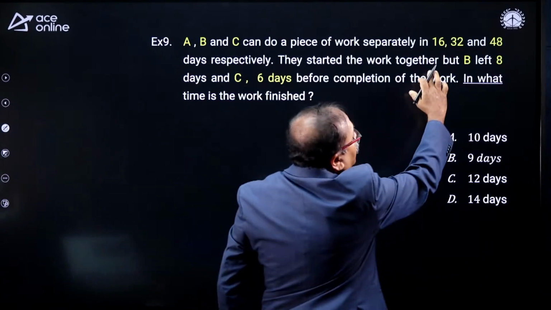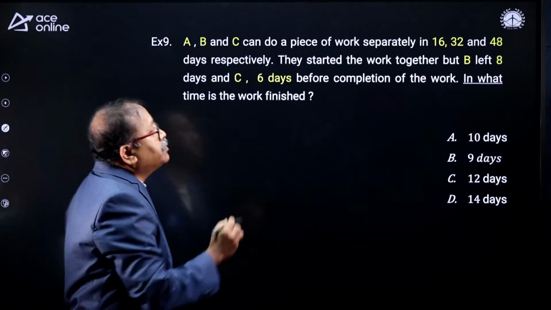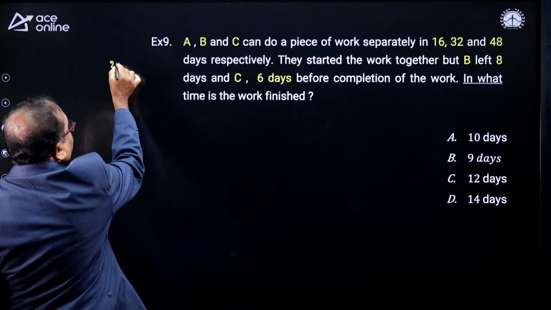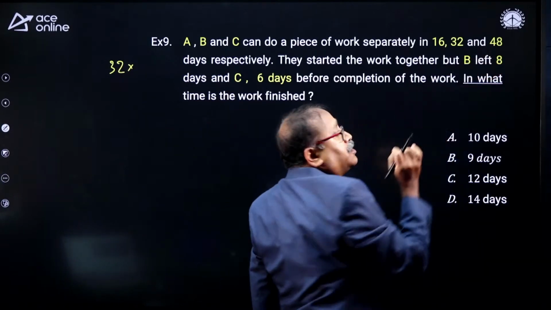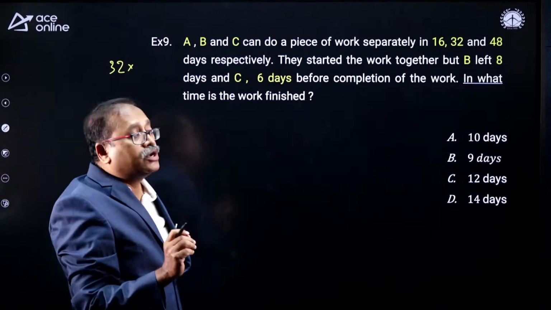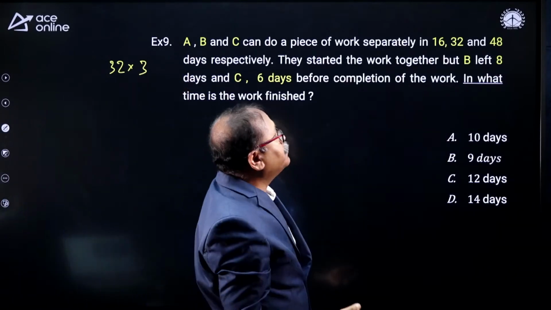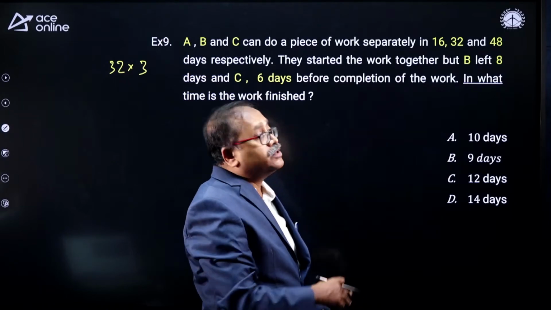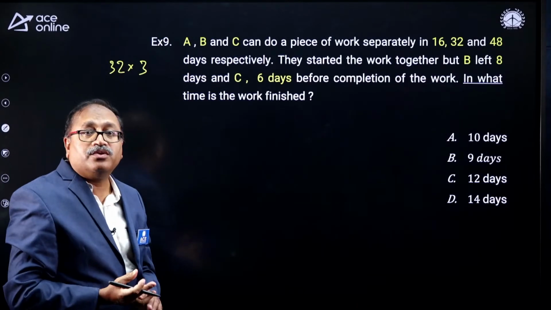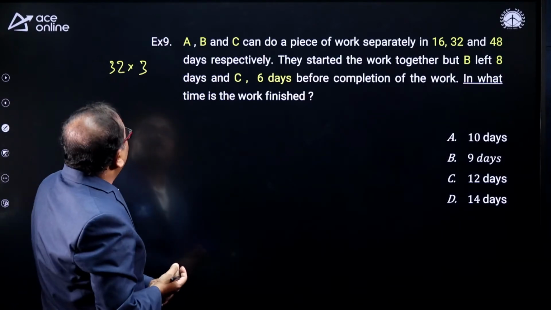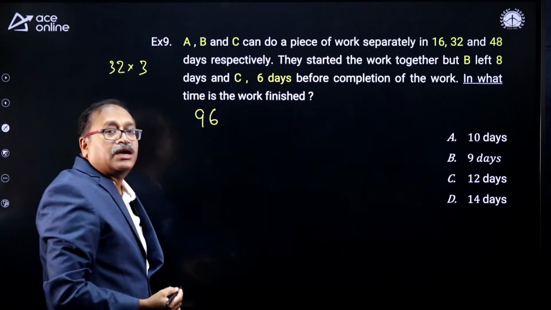So total work, find out the total work, that is the LCM of 16, 32 and 48. The highest power of 2 is 32, take that. Highest power of 3, I can notice that here it is 3. We don't have 9, we don't have 27, so take the 3 over here. The next prime number is 5, which is not there. Next prime number is 7, which is not there in any of these numbers. So this is my total LCM, that is 96. So the total number of units to be completed is 96.